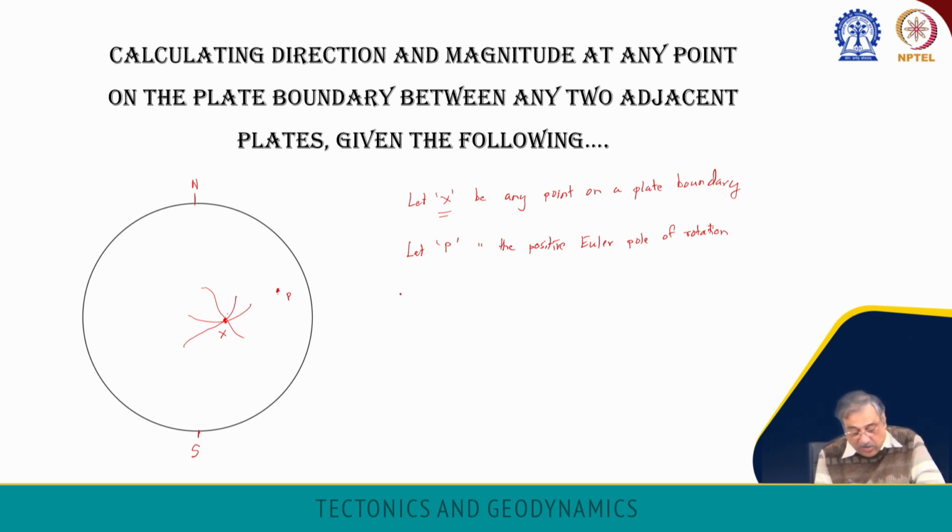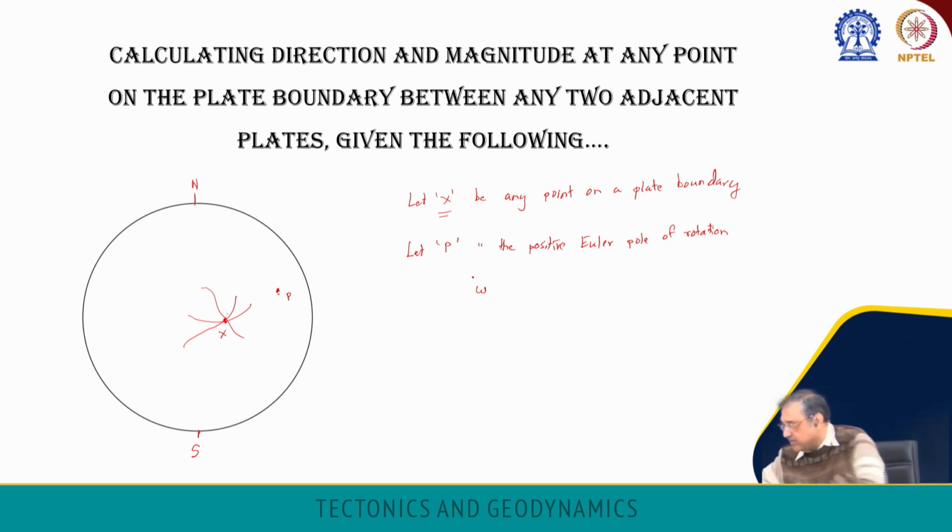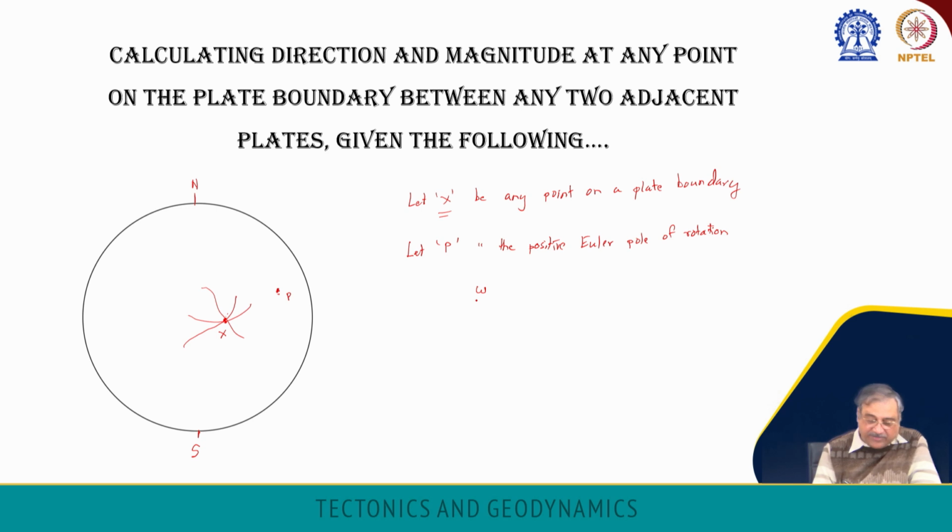Because the angular velocity associated with this Euler pole of rotation, we will give it a value of omega. So let us assume that omega is the value that we are concerned with. This is a magnitude that is given to us. Now let us also think that we have been given the values. Obviously, we need to be given the location of the Euler pole of rotation and the point x.